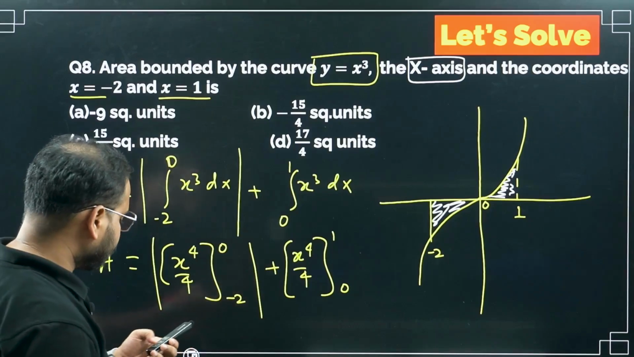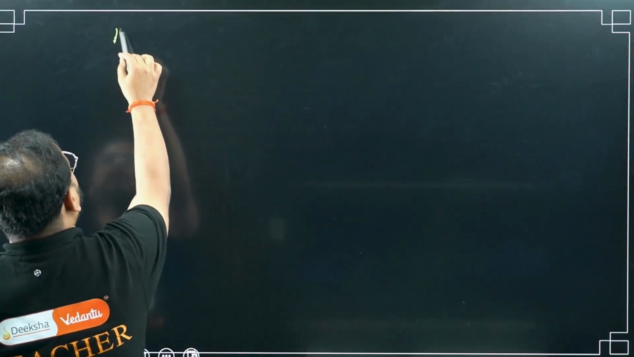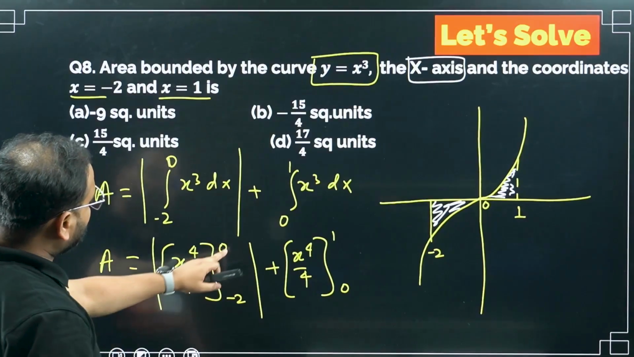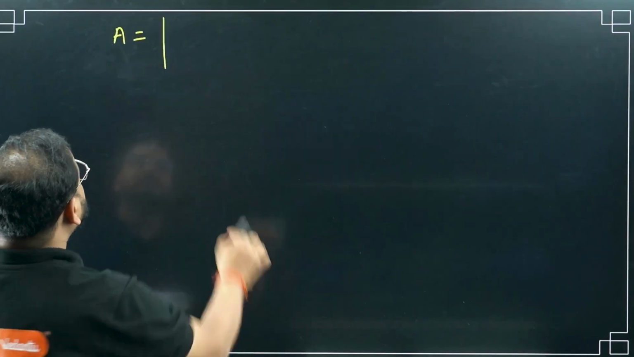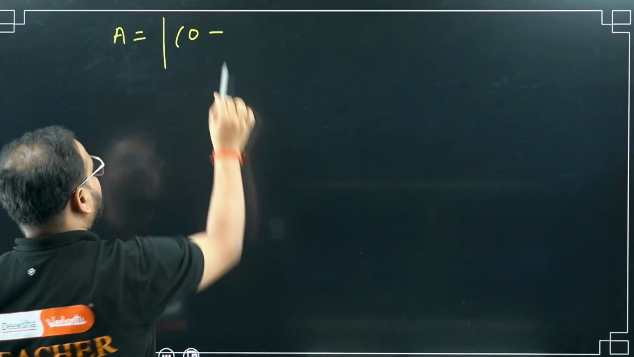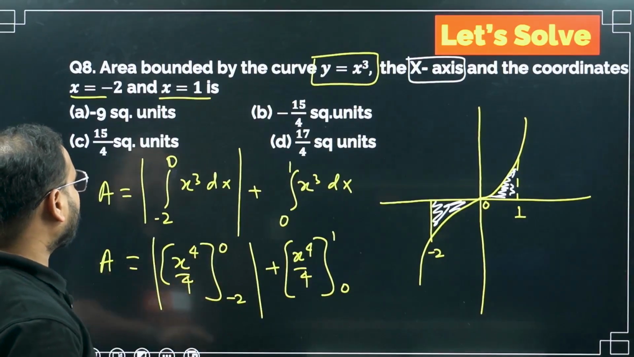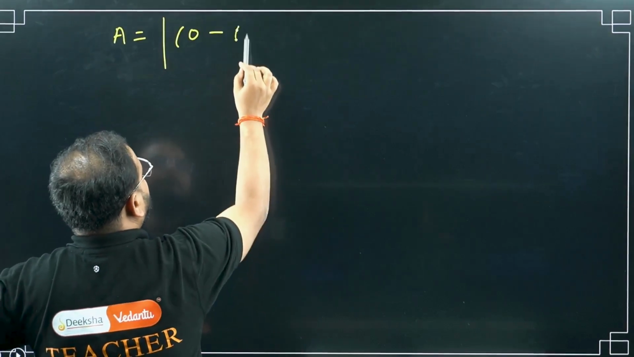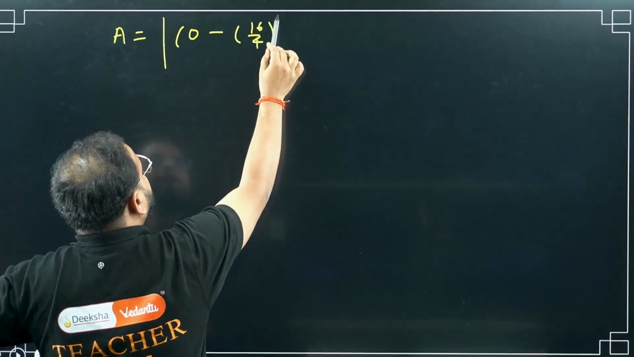So let's do this. If I write like this over here, I'm going to write this area A as, have a look, I'll apply the limits. So 0 power 4 means what? Simply 0, minus. What about the lower limit? Minus 2 power 4 upon 4. Minus 2 power 4 is what? 16 by 4.